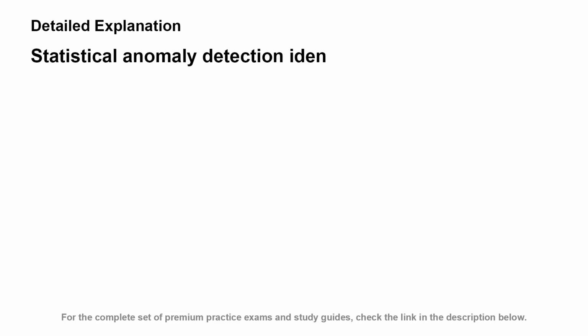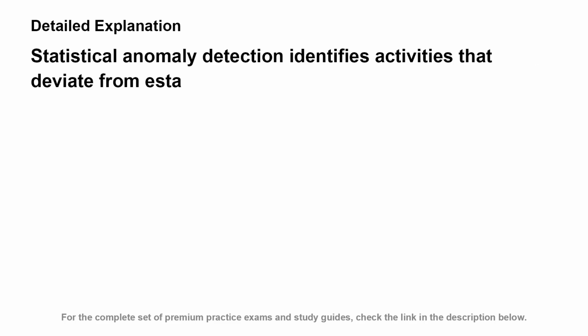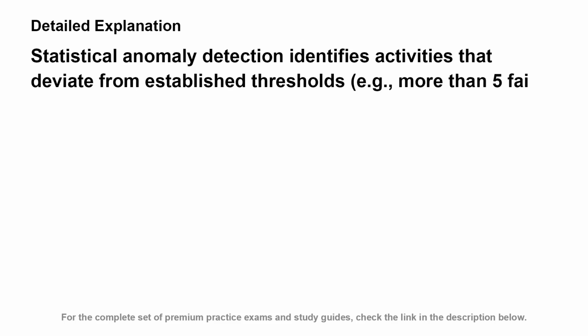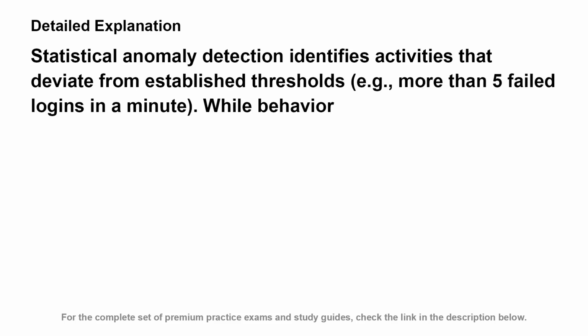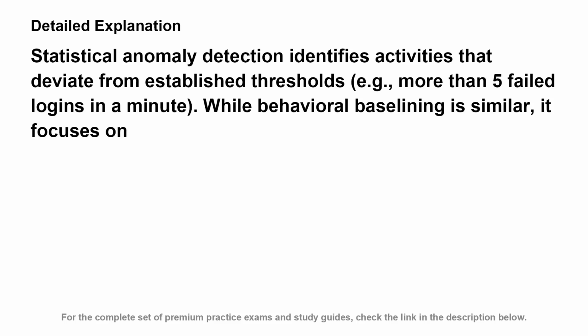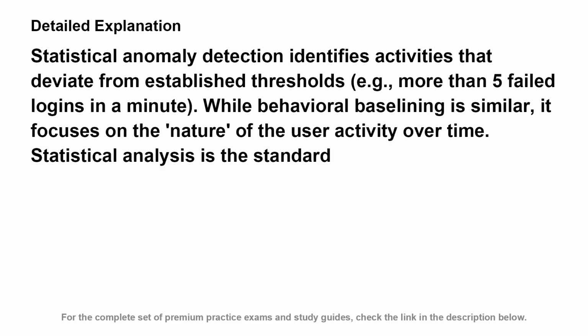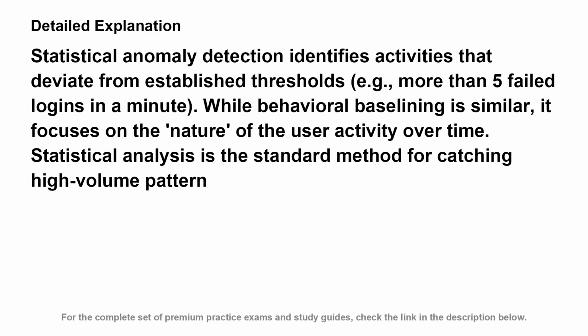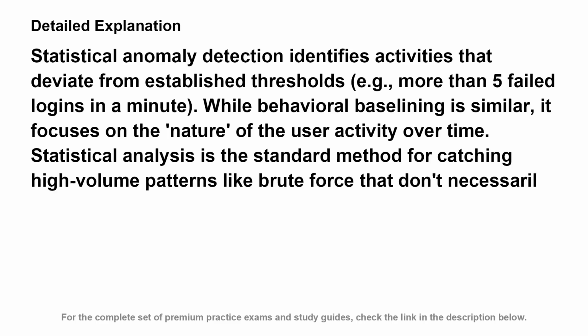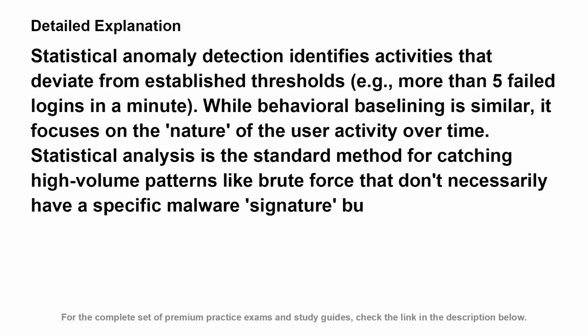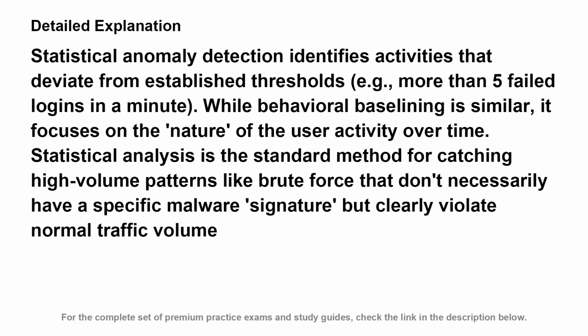Statistical anomaly detection identifies activities that deviate from established thresholds, for example more than 5 failed logins in a minute. While behavioral baselining is similar, it focuses on the nature of the user activity over time. Statistical analysis is the standard method for catching high-volume patterns like brute force that don't necessarily have a specific malware signature but clearly violate normal traffic volume parameters.